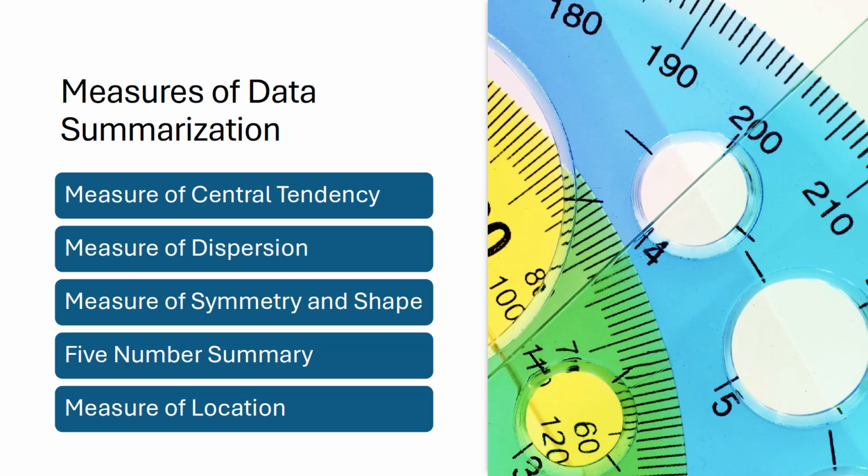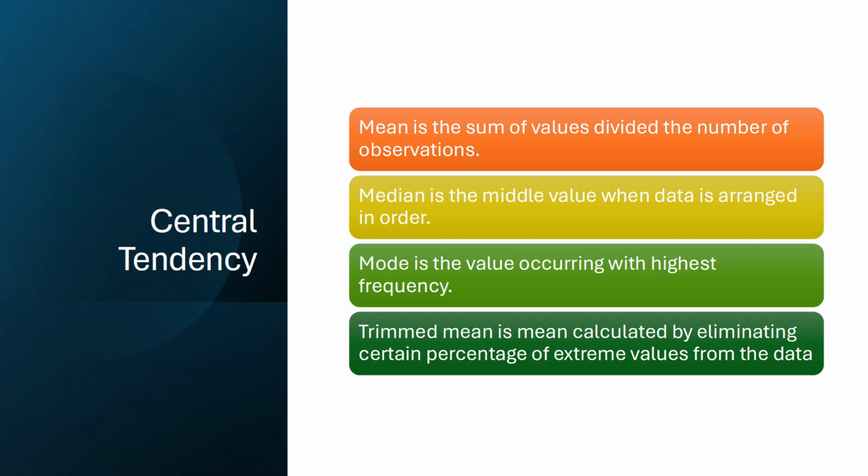Let's start with central tendency. Central tendency can be measured using several measures. One of the most common one is the mean. Mean is the sum of values divided by the number of observations in the data. It is typically used for a well-behaved data. By well-behaved we mean there are no surprising extreme values in the data set.